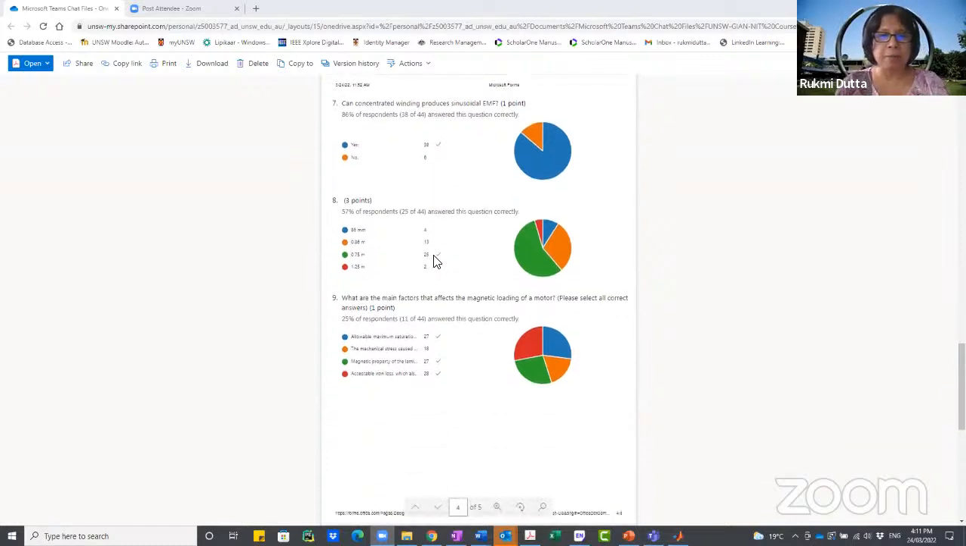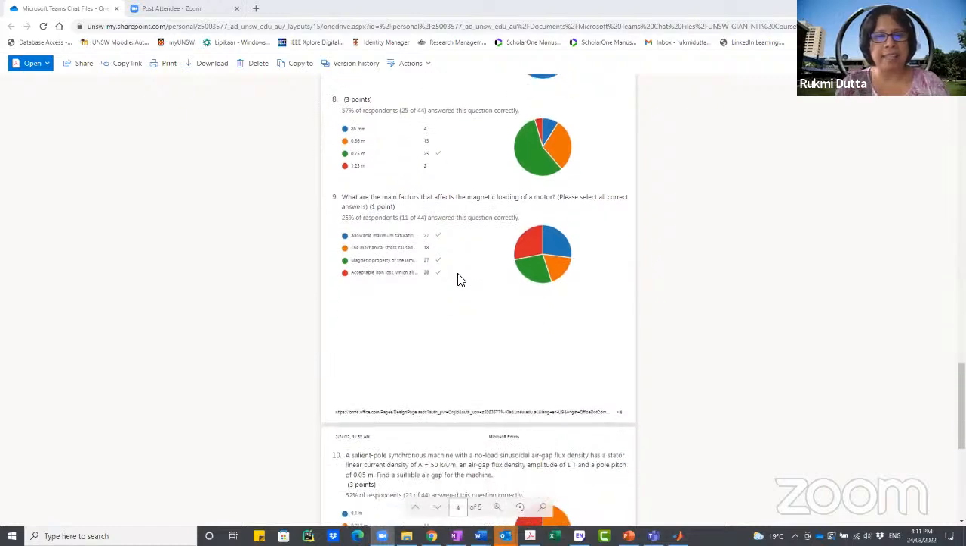Then the other question was a numerical problem from our tutor, Dr. Chu. And it looks like, again, the majority of you got the correct answer. It was a calculation of an air gap, most likely, as I recall.